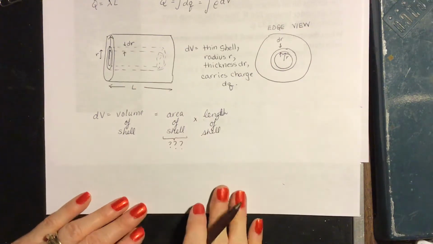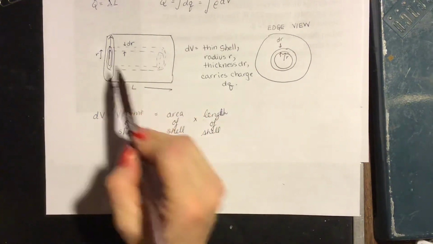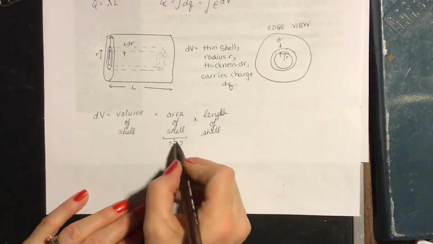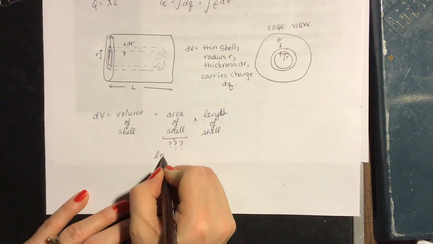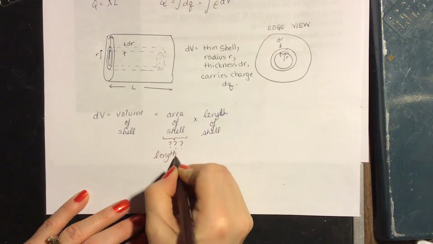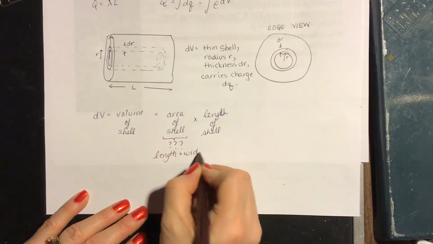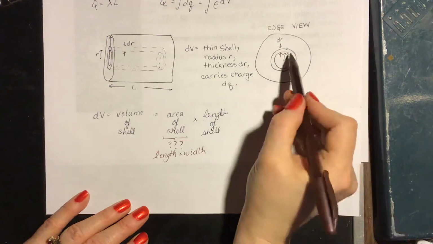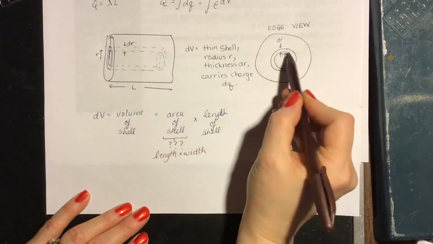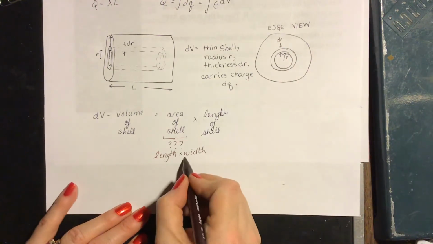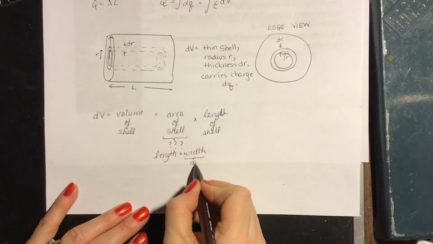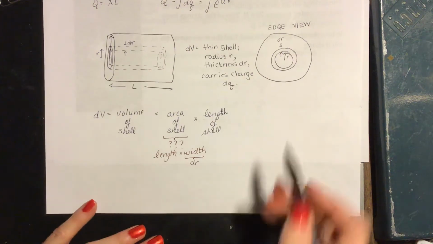Well, let's take our shell. We know that an area can be length times width. What does that mean in terms of a cylinder? Well, the width part is easy. The width is dr, that's the thickness. So dr is the width of this cylindrical shell right here.